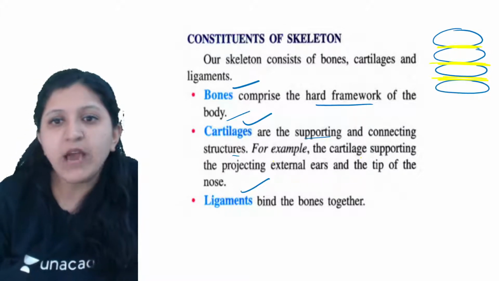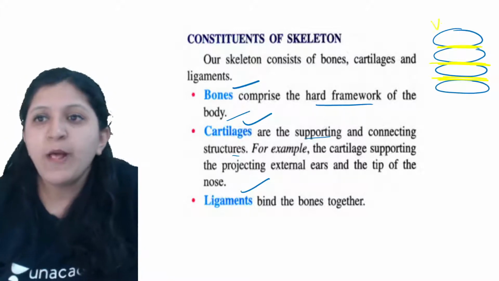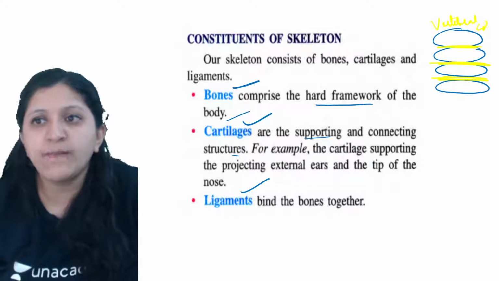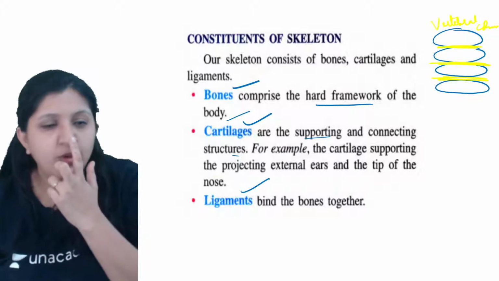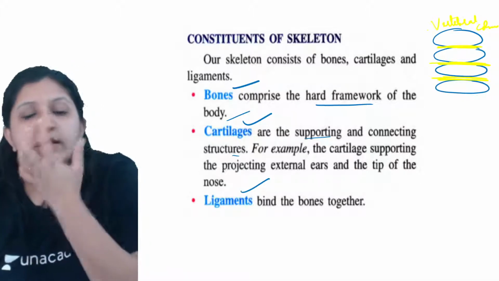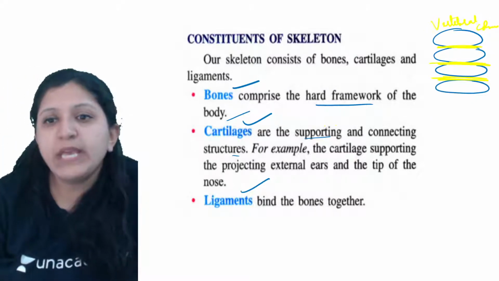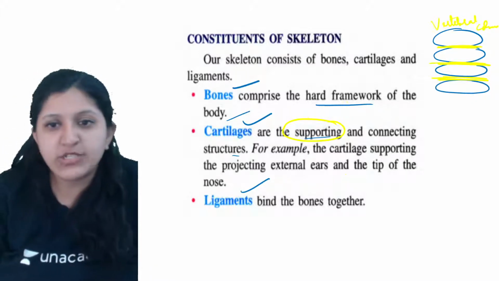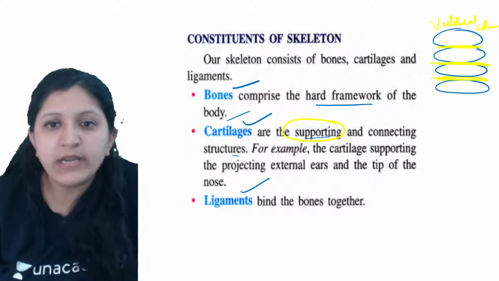For example, the cartilage supporting the projecting external part, this was with respect to the vertebral column. In the same way, your ear pinna and the nose are also cartilage. All of these provide protection or support. Mainly these are supporting structures and also connecting structures, which is why it is a connective tissue.